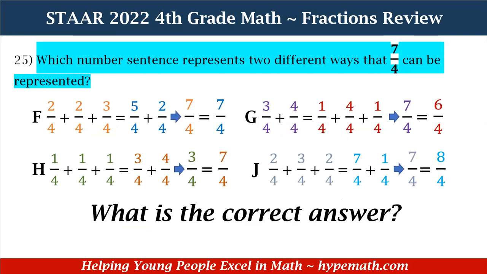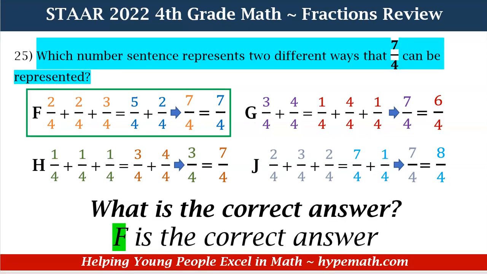So what is the correct answer? In order for me to find the correct answer, what I need to do is look at all of my answer choices and see which number sentence represents the two different ways that we can have 7/4 as our answer, and it is F. F has 7/4 is equal to 7/4. So again, F is my answer.